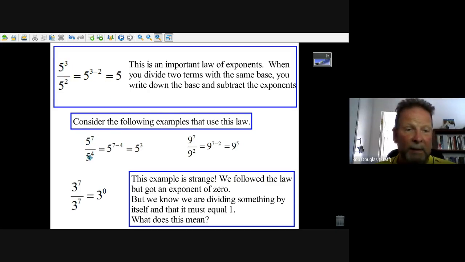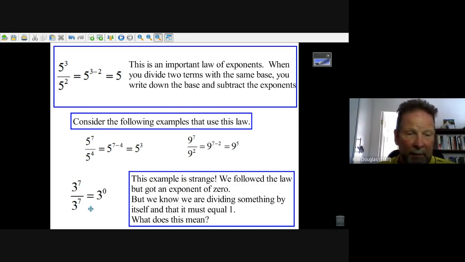See, you had 5 to the 7th divided by 5 to the 4th. You write down 5, go 7 minus 4, it'd be 5 cubed. That's really 125, but that's your answer, 5 to the third power. 9 to the 7th power divided by 9 squared equals 9 to the 7 minus 2. That'd be 9 to the 5th power, which is some really big number.